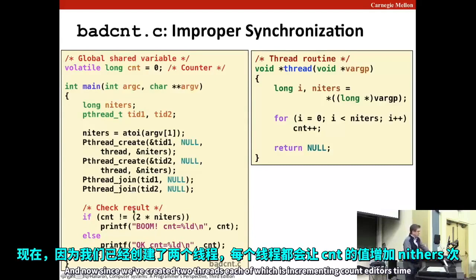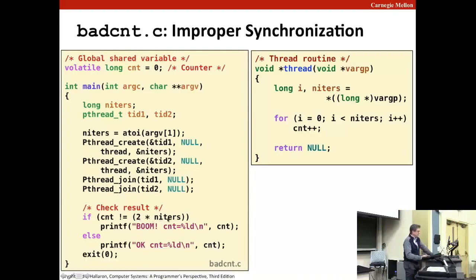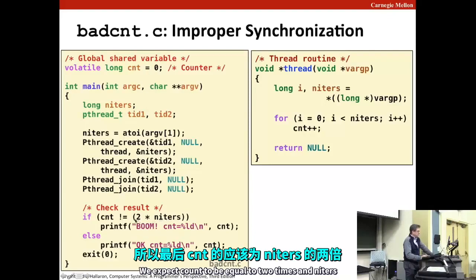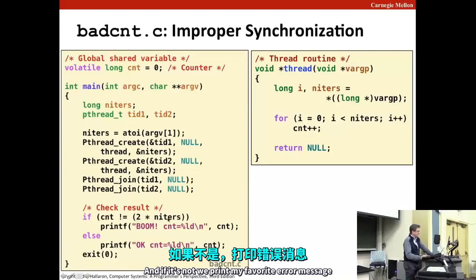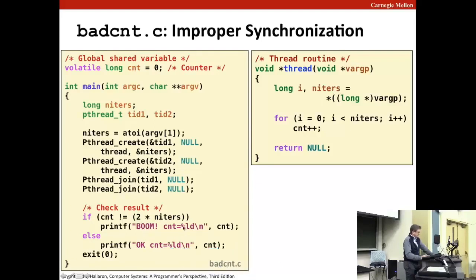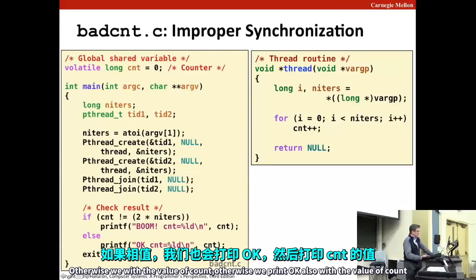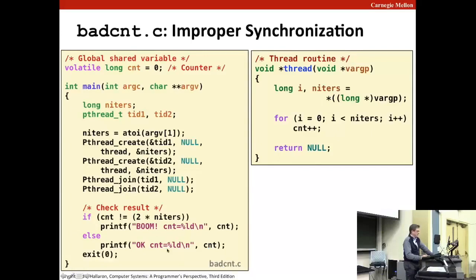And now, since we've created two threads, each of which is incrementing count n iters times, we expect count to be equal to 2 times n iters. And if it's not, we print my favorite error message, with the value of count. Otherwise, we print OK, also with the value of count.